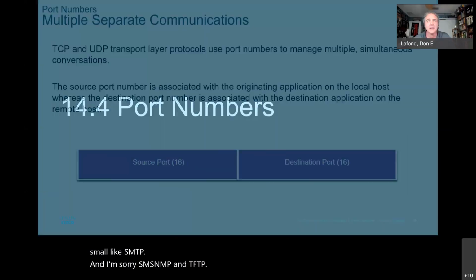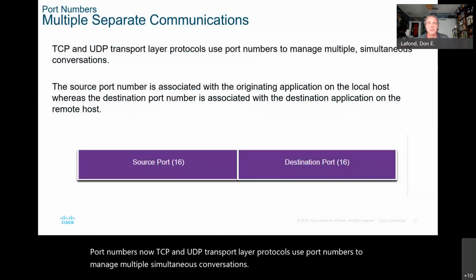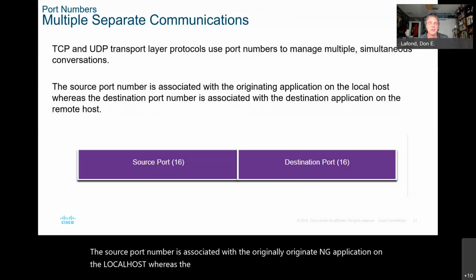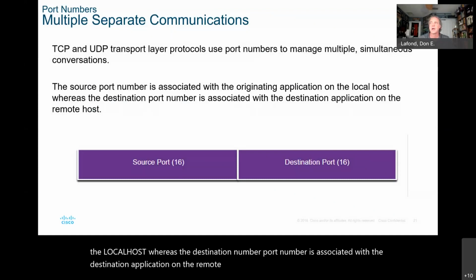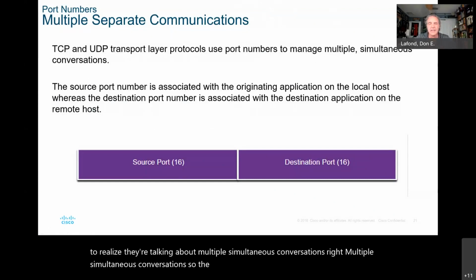Port numbers. Now, TCP and UDP transport layer protocols use port numbers to manage multiple simultaneous conversations. The source port number is associated with the originating application on the local host, whereas the destination port number is associated with the destination application on the remote host. When we're talking about this, I want you to realize they're talking about multiple simultaneous conversations, right? Multiple simultaneous conversations.